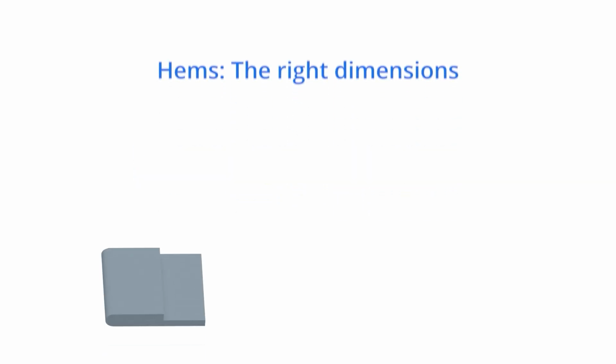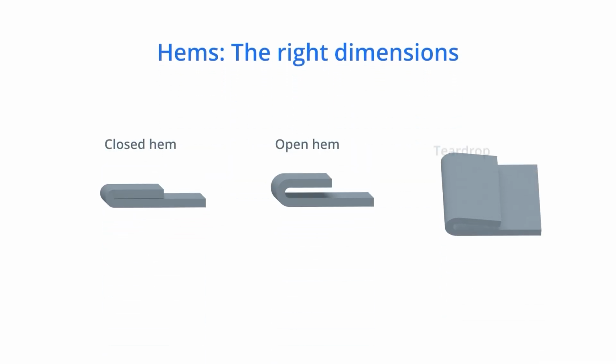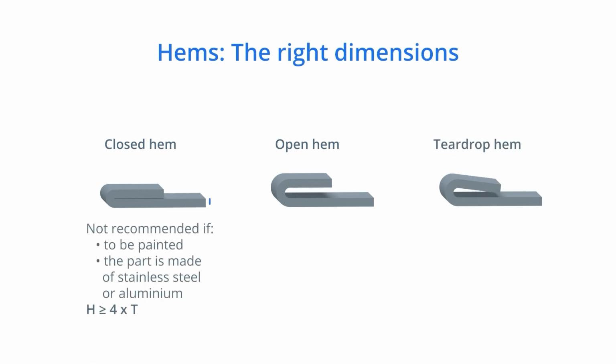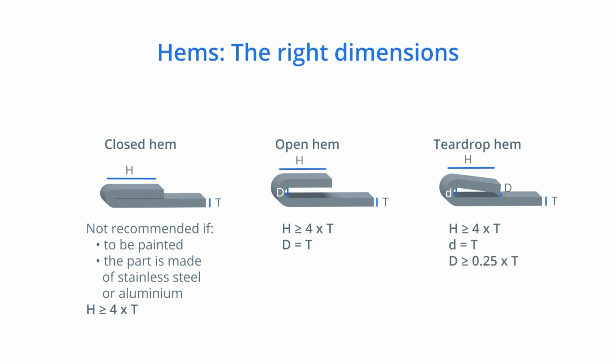Hems are often used to straighten the edges and make sharp edges safer. Closed hems are not recommended if they are to be painted or the part is made of stainless steel or aluminium. Their flange length from outside the bend should be equal to or greater than 4 times the part thickness. The same flange length to sheet thickness ratio applies for open and teardrop hems. For open hems, the inside diameter should be at least the same size as the material thickness. It will lose its roundness when the inside diameter is greater than the thickness. For teardrop hems, the diameter should also be equal to the material thickness.